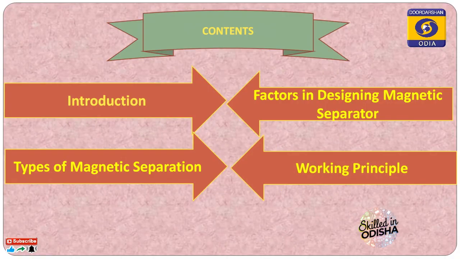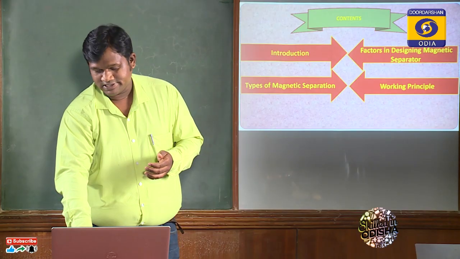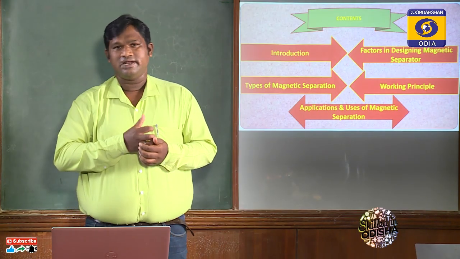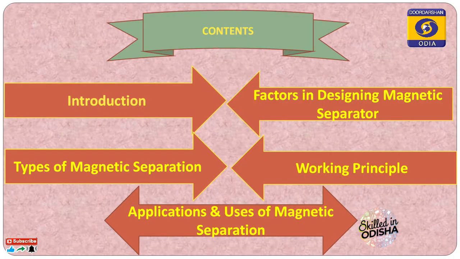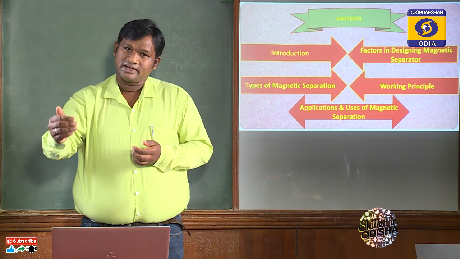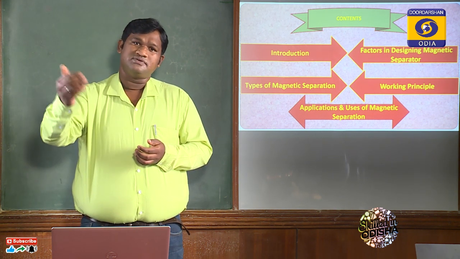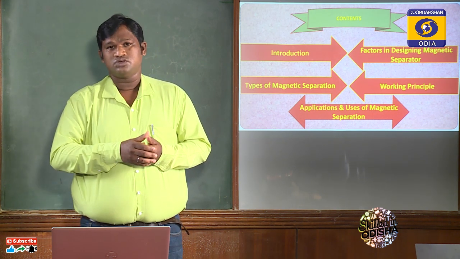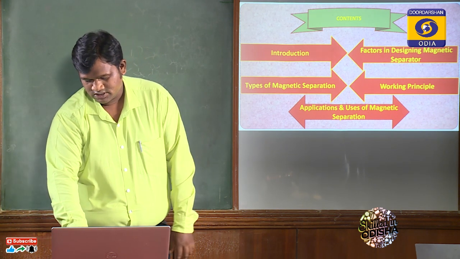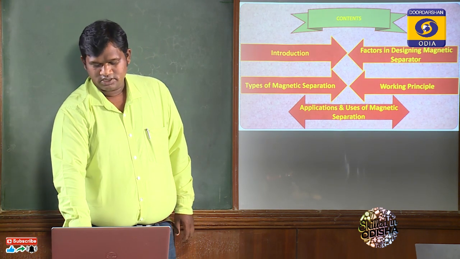Then come to the working principle, the different types of separators we are using, and the working principle of the separator. Then in the last, the applications and uses of magnetic separation. That means where we can apply magnetic separation and in which different industries we can use it. Each of these we will discuss. So let's come to the introduction part.